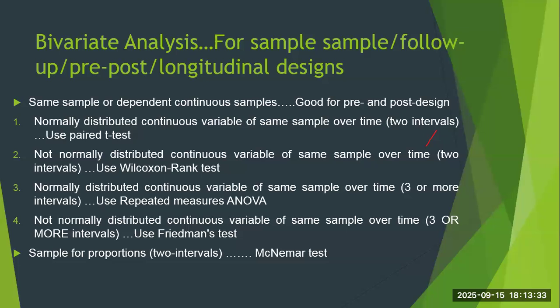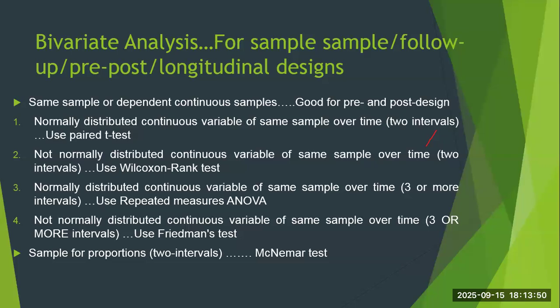Wait, stop lying. Come back to yourself. Paired t-test. Paired t-test, my brother. But assuming that this PCV was not normally distributed, what test will you now do? Wilcoxon rank test. Okay, yes.